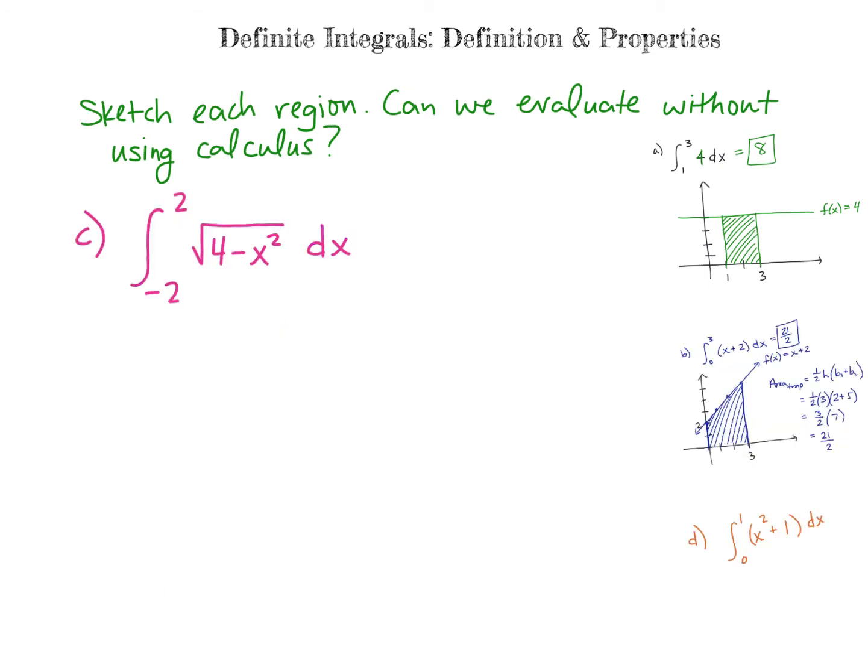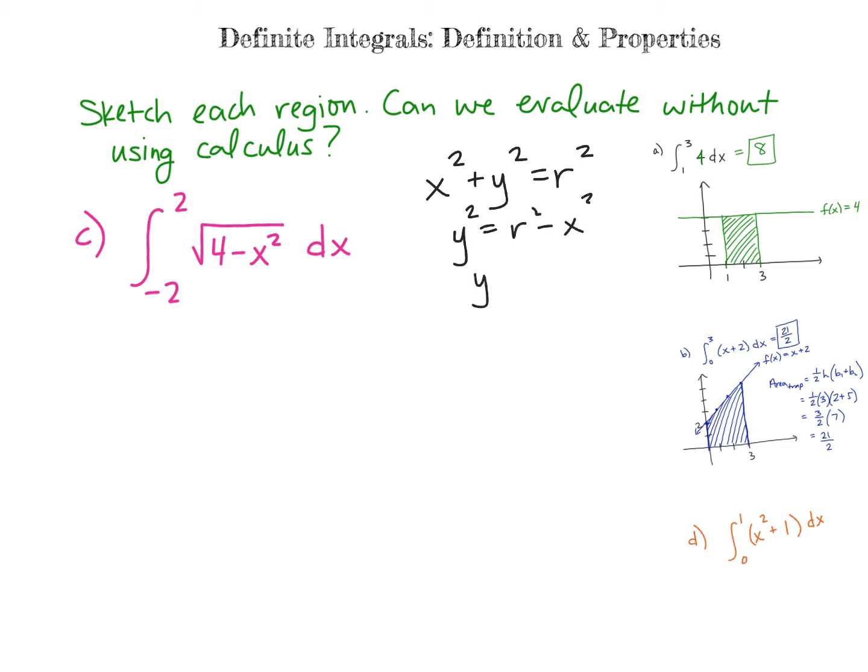Let's take a look at part C. This one is probably harder to know exactly what it is. This is actually a semicircle. If you recall, the equation of a circle centered at the origin is simply x squared plus y squared equals radius squared. And that is just the equation of a circle centered at the origin, 0, 0. If we solve this for y, we'd have y squared equals r squared minus x squared.